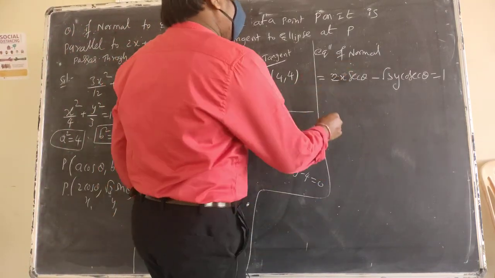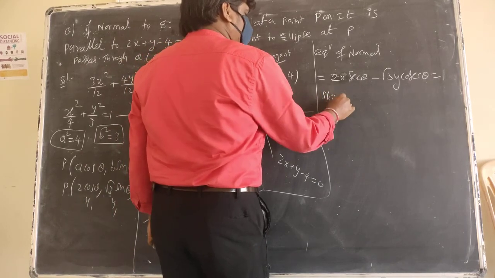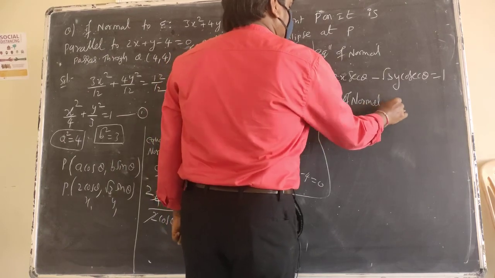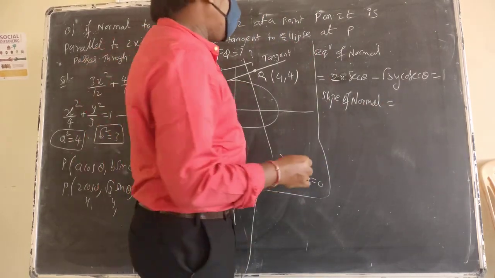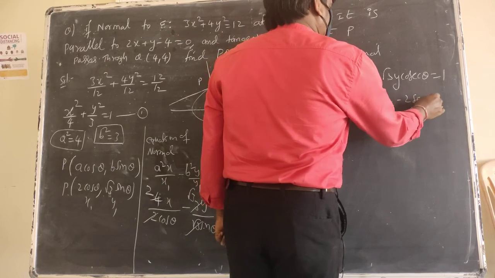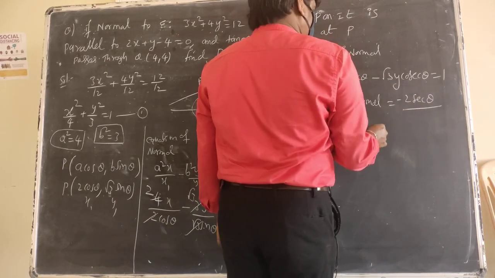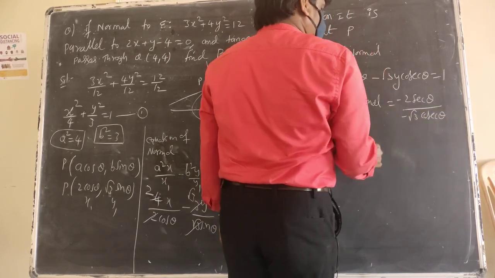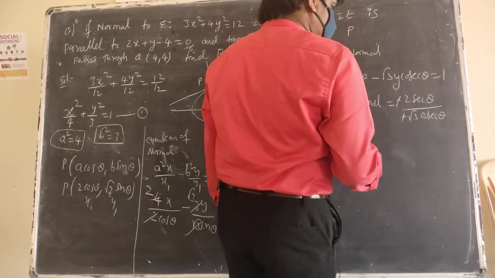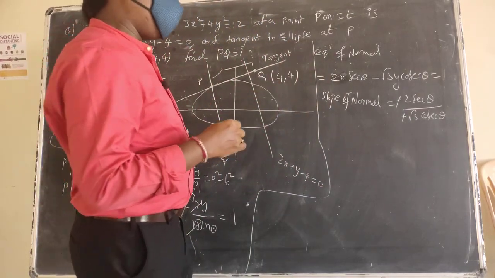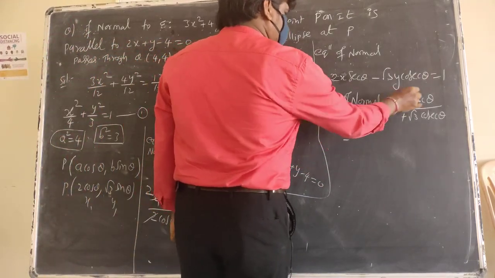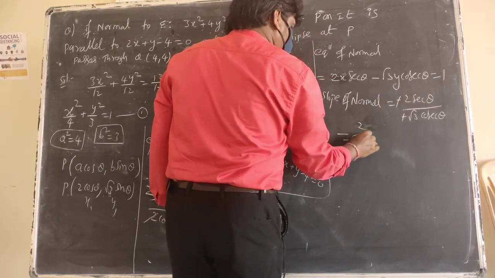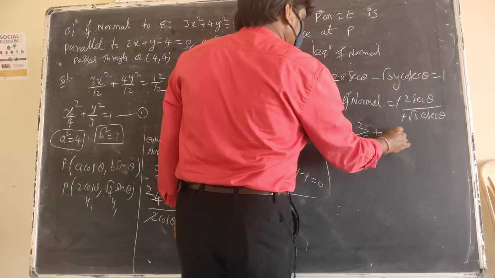What is the slope of the line? Slope of this normal will be what? Slope of normal is equal to minus x coefficient by y coefficient. That is minus 2 sec theta divided by the y coefficient, that is minus root 3 cosec theta. So here the minus gets cancelled. And sec theta by cosec theta, how much do I get? Sec theta I can write as 1 by tan theta. So I will get 2 by root 3 tan theta.